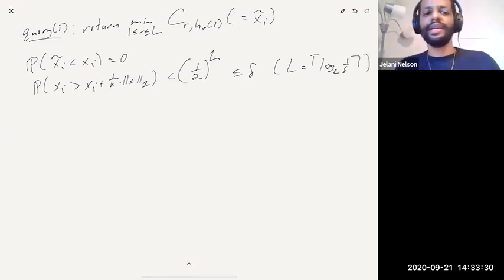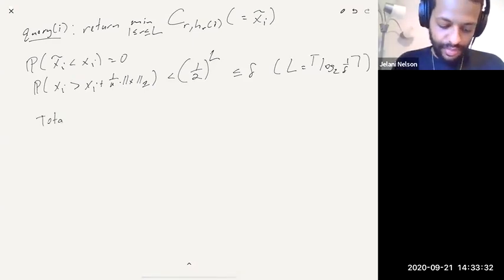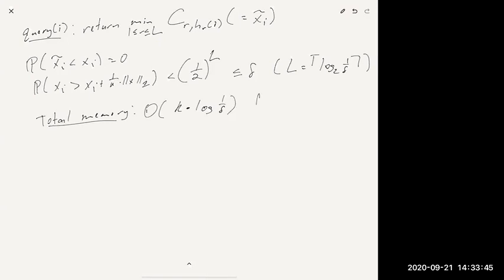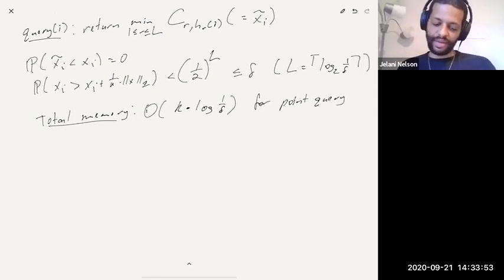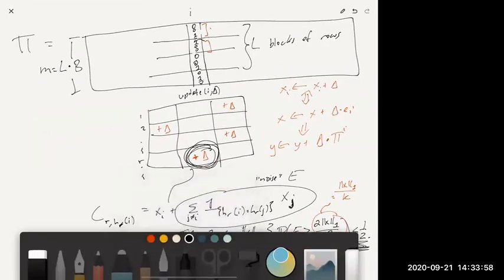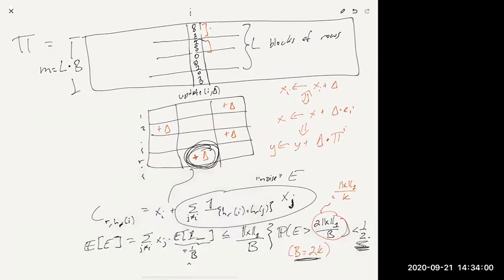Okay, so that's it. So the total memory is O of k times log 1 over delta. It's that 1 over k L1 norm that matches up with the 2e over b from before. Yeah, because I set b. I hadn't initially; I just said b is something, I hadn't actually told you what b was. But right over here, I set b to be 2k.